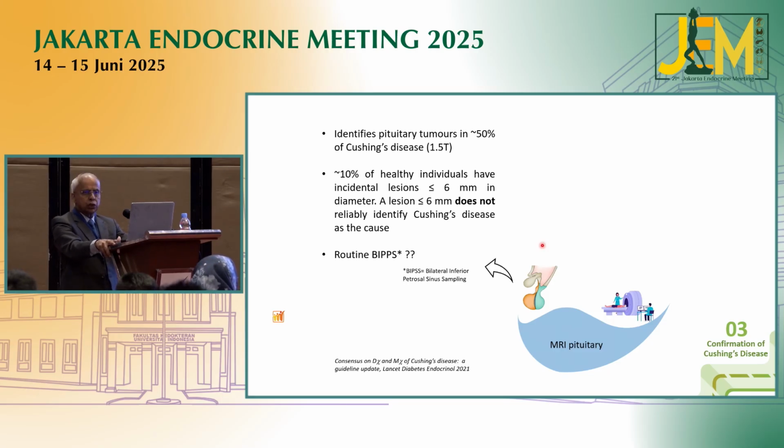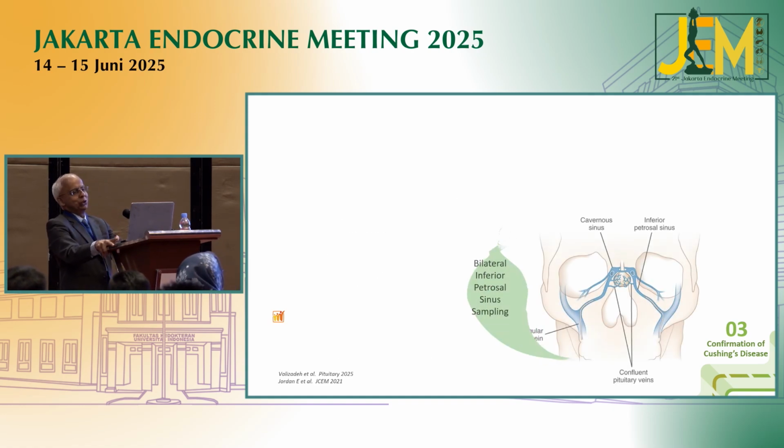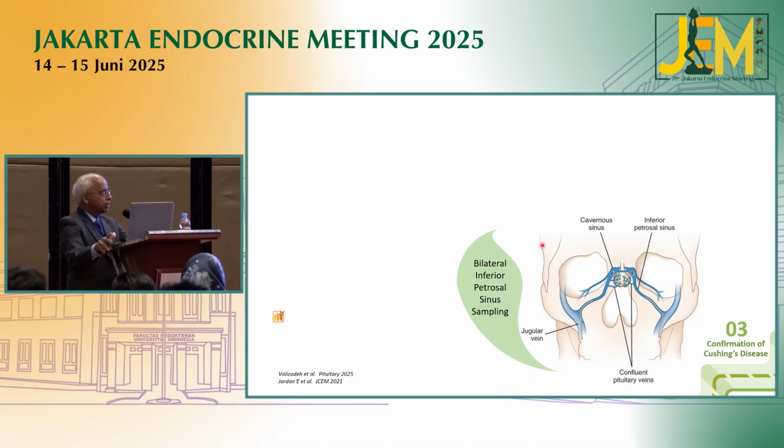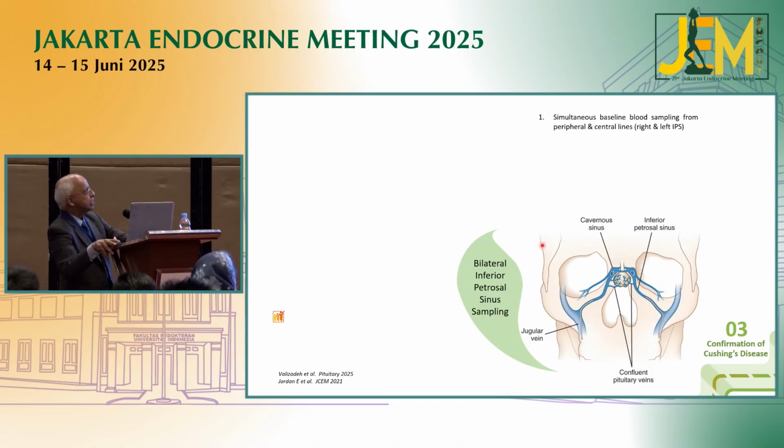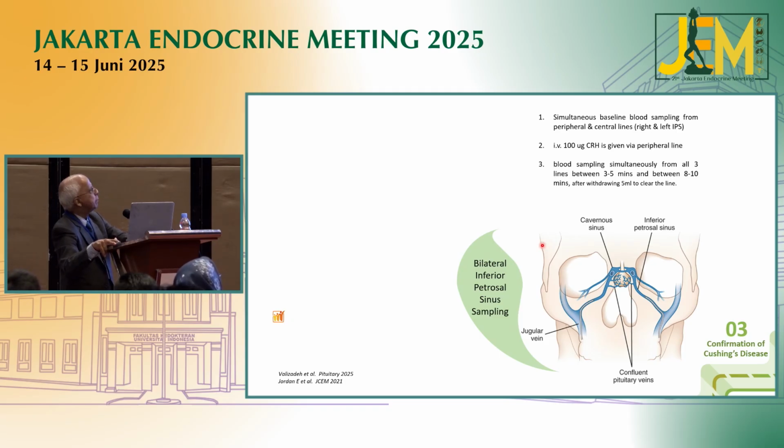And should we do routine BIPS? The recommendation is if the tumor is more than 10 millimeter, you don't need to do it. If the tumor is less than 6 millimeter, probably useful to do it. This is inferior petrosal sinus sampling. You do sampling on both sides. CRH is given if available.